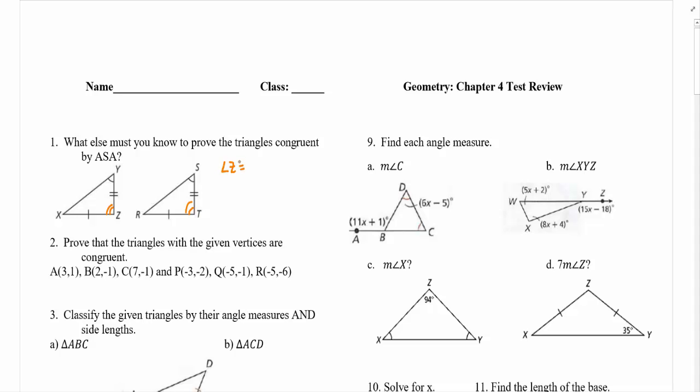So the answer to this one is what you need is you need to show that angle Z is congruent to angle T. If you wanted, you could also say YZX and STR, or XZY and RTS. Those are both Z and T. They mean the same thing. But you got to show those angles are congruent. So number one, that's what you should have.